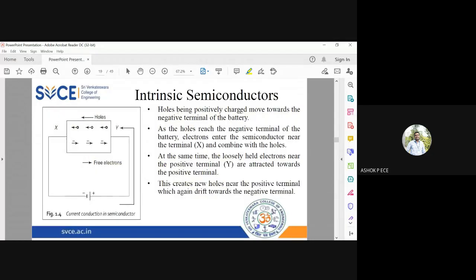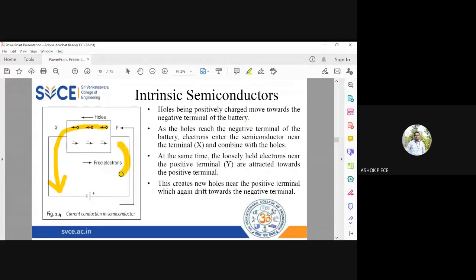The holes are positively charged, right? So they will move towards the negative end of your battery, and electrons are negatively charged, so they will run towards the positive end of the battery. When this happens, it contributes to the current flow. So the actual direction of current flow is the direction of holes only. This is the actual direction of current flow. The direction of electron flow is this one.